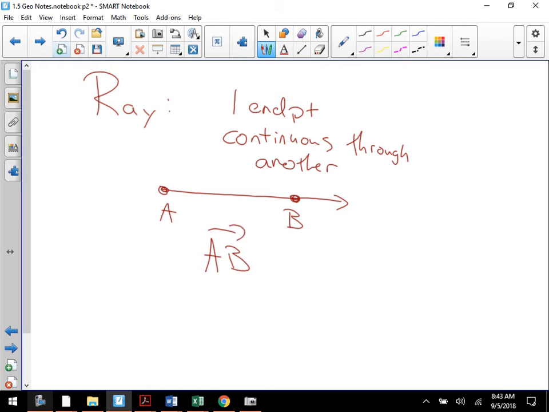Can I say it's BA? No, because the continuous part is through B. What if you had a ray that was drawn in this direction? It'd just be ray XY. You always put the endpoint first. It's the same idea. It means the same thing. The direction of the drawing doesn't matter.